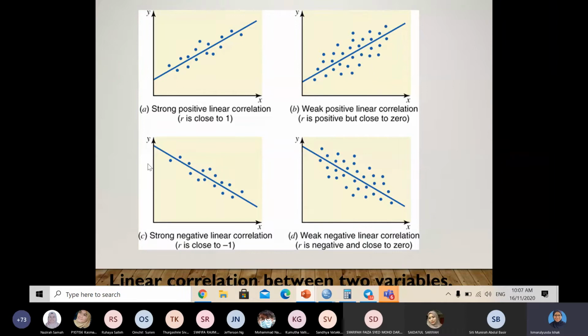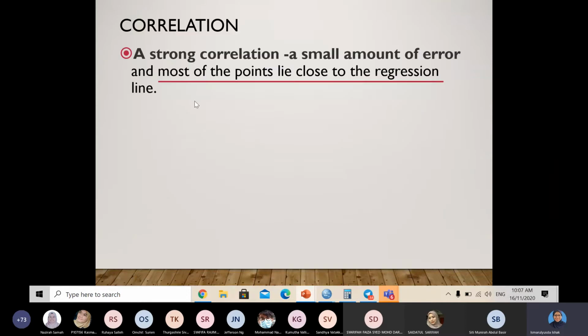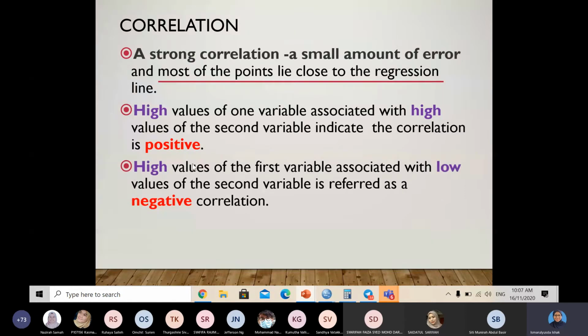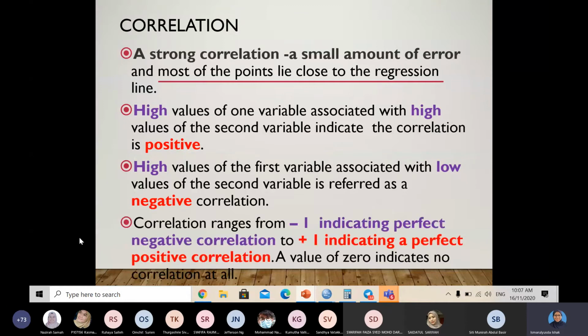Okay, this is strong negative, this is weak negative. Alright, so a strong correlation means a small amount of error and most of the points lie close to the regression line. Okay, high values of one variable associated with high values of the second variable indicates the correlation is positive. One is high and another one is low, so this is negative. And range is from -1 to +1.